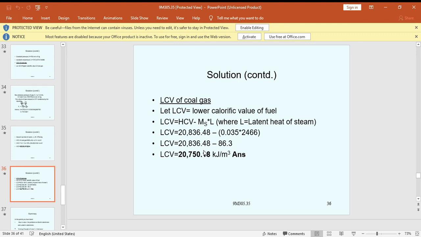We go to the LCV. Let LCV equal the lower calorific value of the fuel. LCV equal to HCV minus MS into L, where L is the latent heat of water. 20,836.48 minus 0.035 into 2400, that is 20,836.48 minus 86.3. You get LCV value of 20,750.18 kilojoule per meter cube.